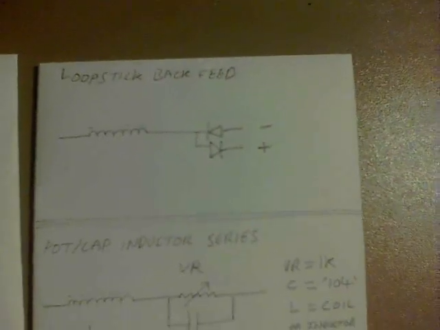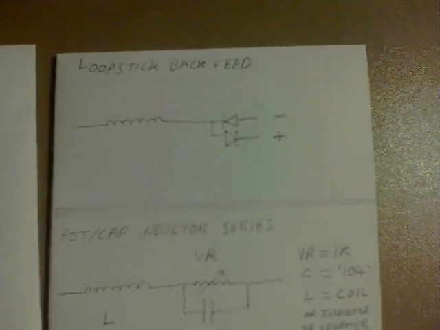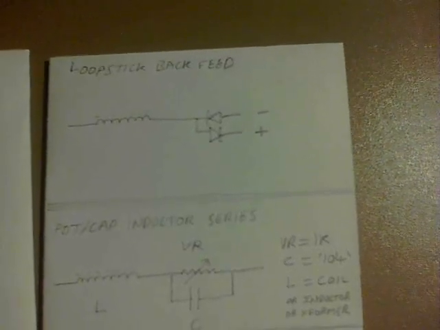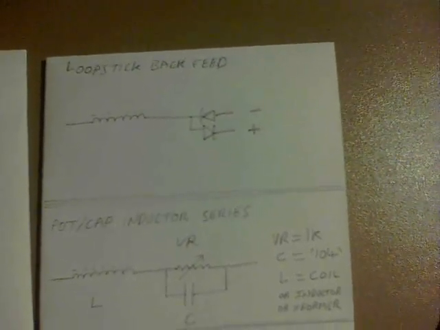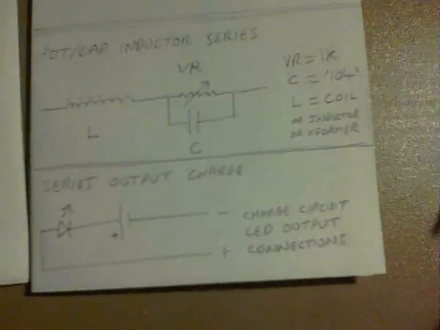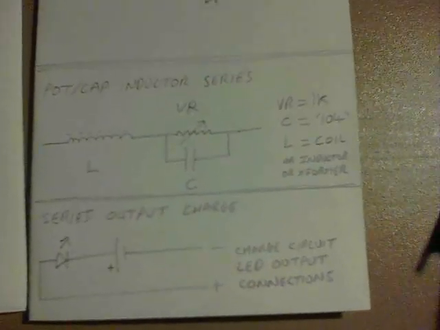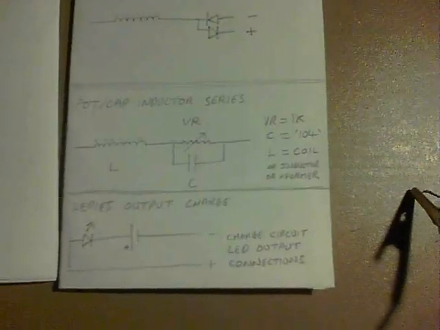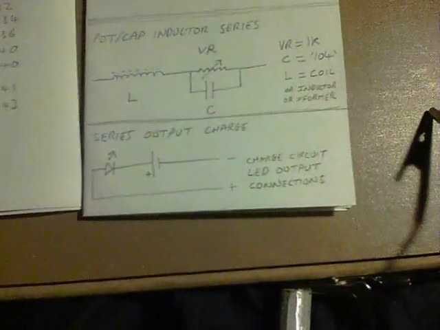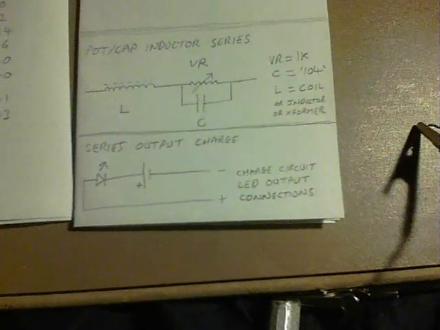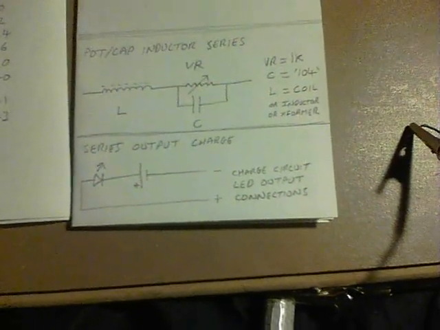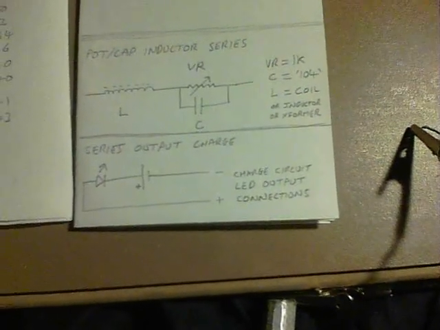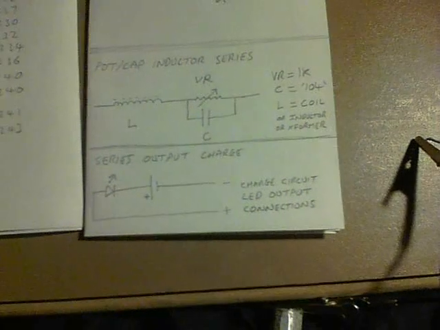There's the circuit for the Loopstick back feed, which, as I say, one end of it is open, then through the Loopstick, and then to the AV plug, which goes directly to the run battery. The pot cap inductor in series is simply that there, if you can see that. And also the series output charging, you don't need a couple of diodes or anything, it's just in series with the LED output of the circuit. And that's the sort of changes I've been doing there.